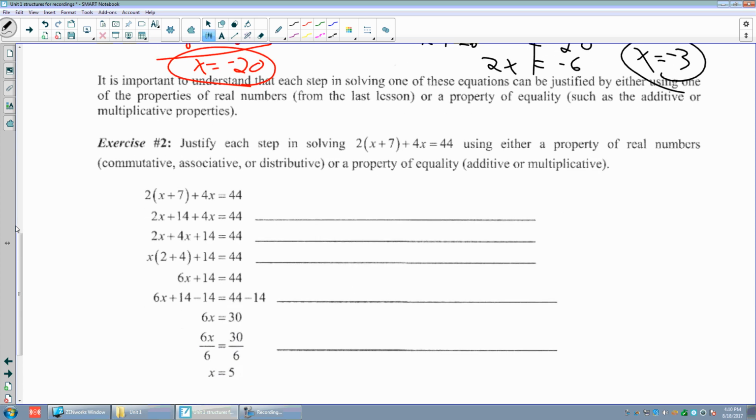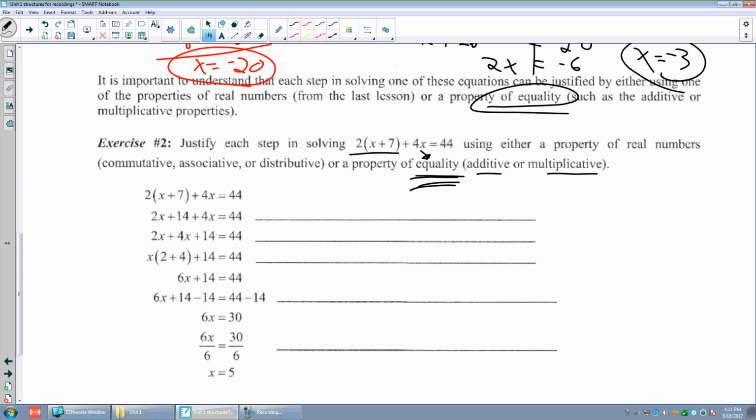It's important to understand that each step in solving these equations can be justified by using any of the real number properties from the last lesson, or a property of equality, such as the additive or multiplicative properties. Okay, additive inverses, multiplicative inverses, things like that. Justify each step in solving 2x plus 7 plus 4x equals 44. Now remember, I didn't say parentheses in there, but you saw them. Using either a property of real numbers, commutative, associative, distributive, or a property of equality. Test question, property of equality. The additive or multiplicative inverse.